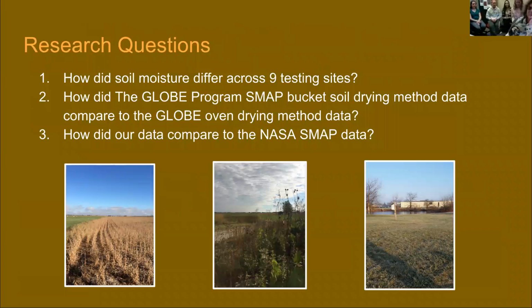All right, so we'll start with our research questions. We had 3 research questions throughout our project. The first one was, how did soil moisture differ across the 9 testing sites? The second one was, how did the GLOBE program SMAP bucket soil drying method data compare to the GLOBE oven drying method data? And our last question was, how did our data compare to the NASA SMAP data?